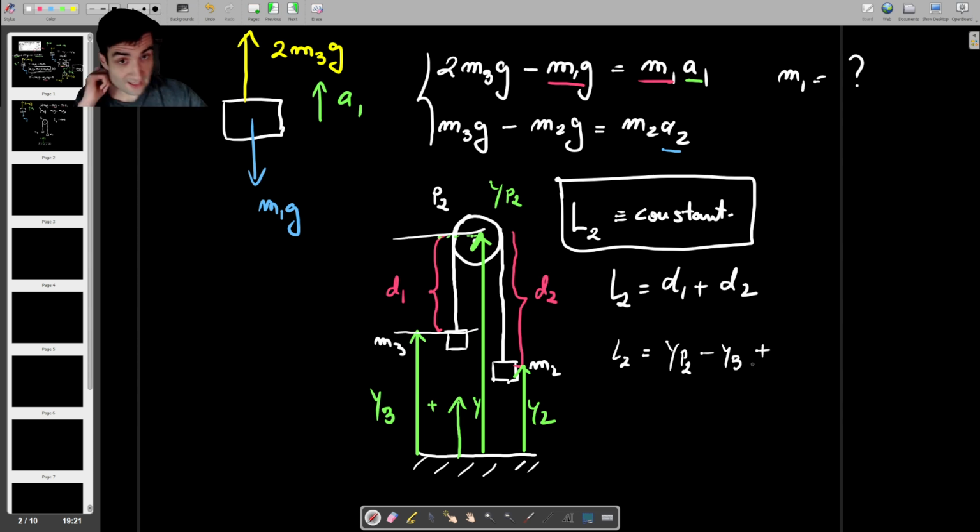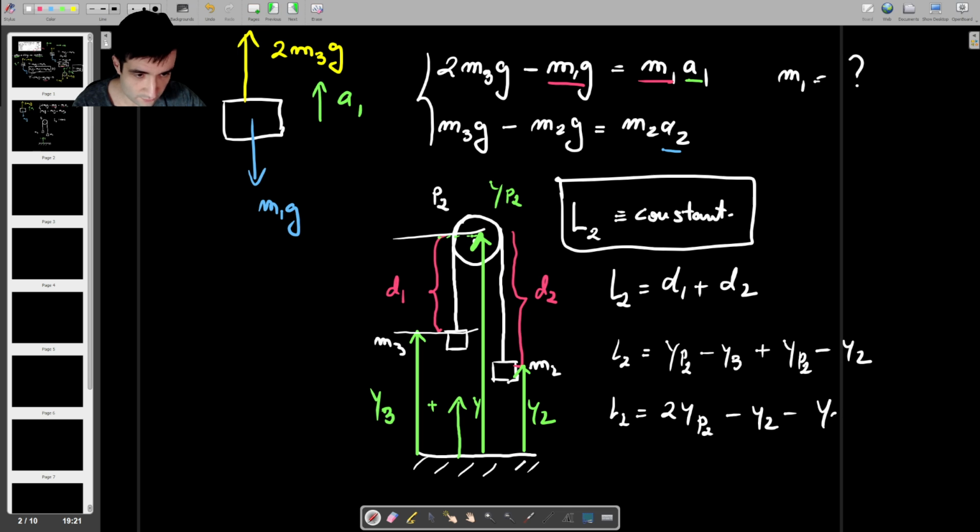And then plus D2, which is going to be similar, so it's going to be the y of the pulley minus y2, like this. So we can say that L2 is equal to 2yp2 minus y2 minus y3.